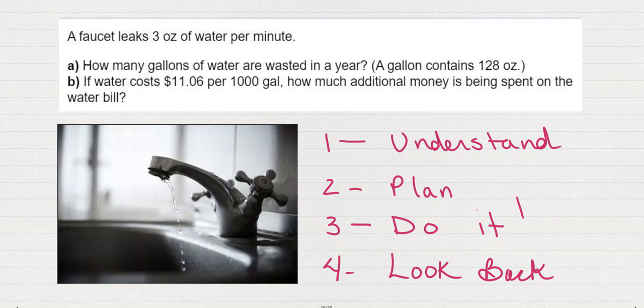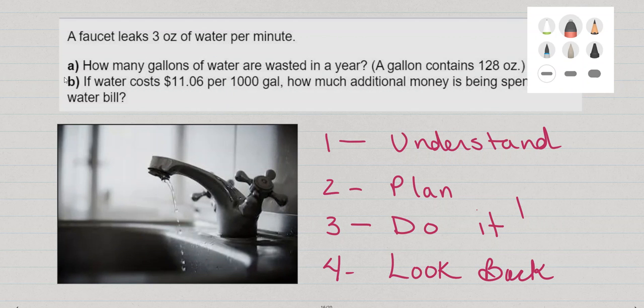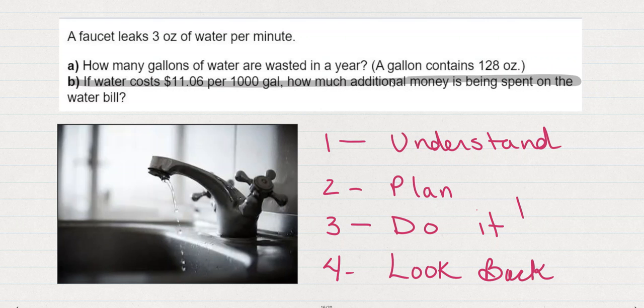The first step is to understand the problem. And I want to suggest also that this part A is really a tip or a hint on how to get to the real question, with the real question being how much money is being spent. This part B here is really the important part of this question. And part A is the first step towards getting to this question.